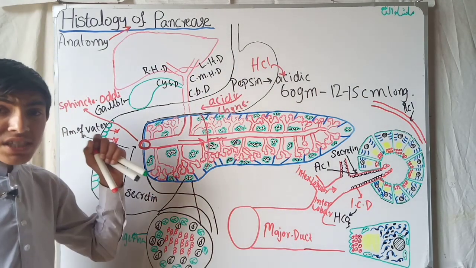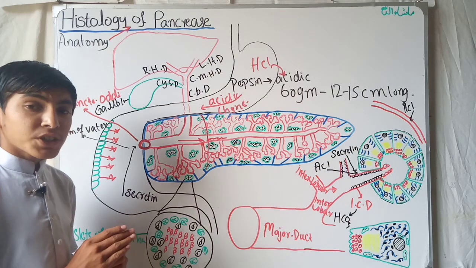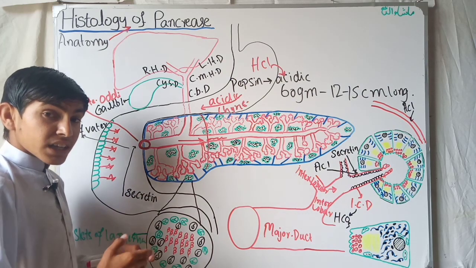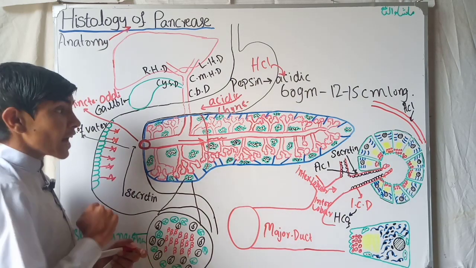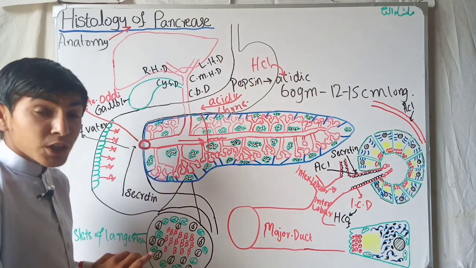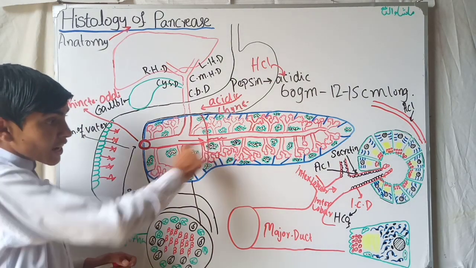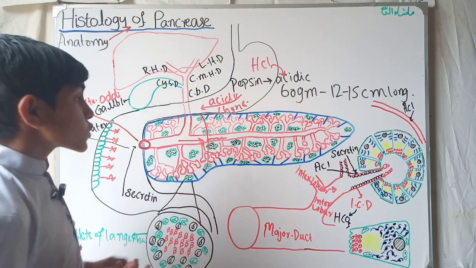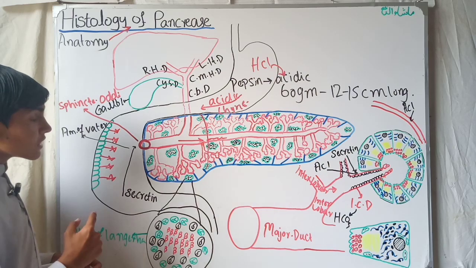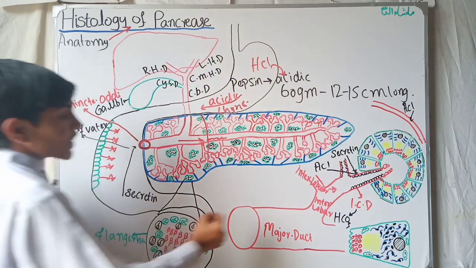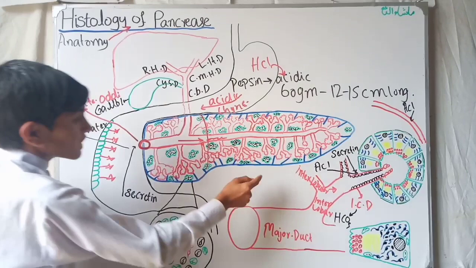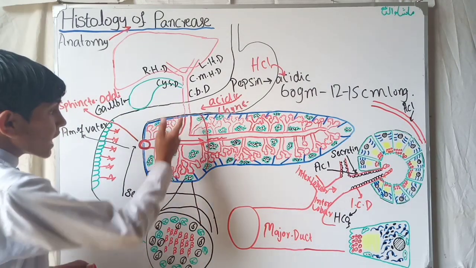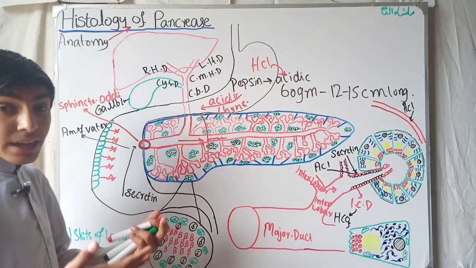So now these enzymes cannot work in an acidic medium, and they need the pH of the chyme to increase in order to function normally. The optimum pH of the pancreatic enzymes is alkaline. So in order to make the chyme alkaline, the intercalated duct secretes bicarbonate, which neutralizes the chyme and converts it into the alkaline form.